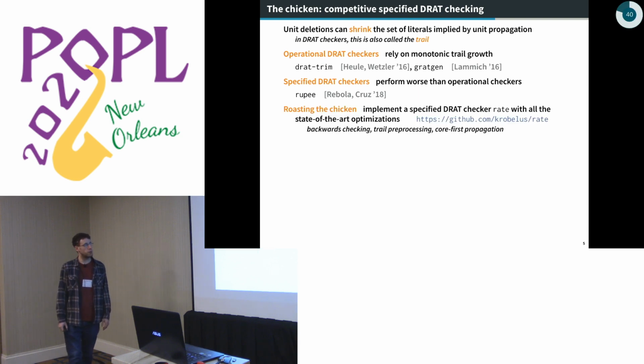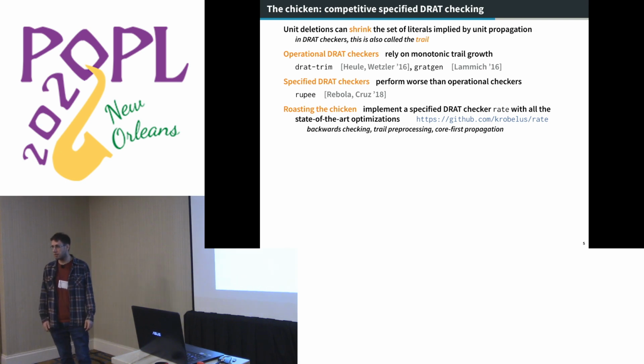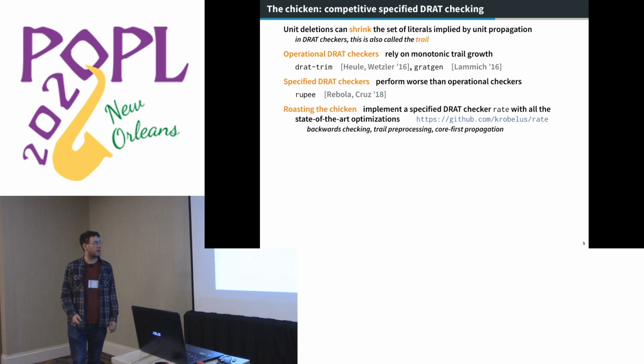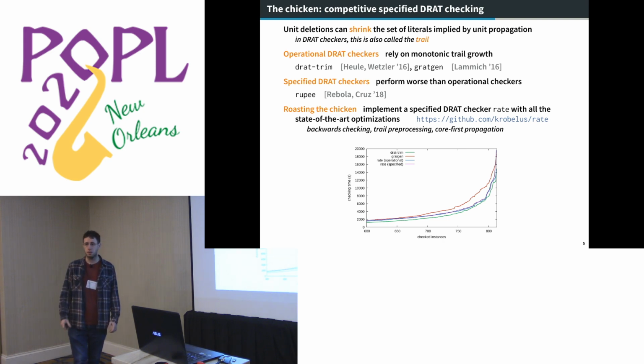So what we did in this paper was implementing a DRAT checker, Rate, that you can check on this website. We implemented all the state-of-the-art optimizations: backwards checking, trail preprocessing, and core-first propagation. And with that, we came on par with existing DRAT checkers. In fact, we do better than the standard checker, DRAT-trim. Right, so we have solved the second issue.